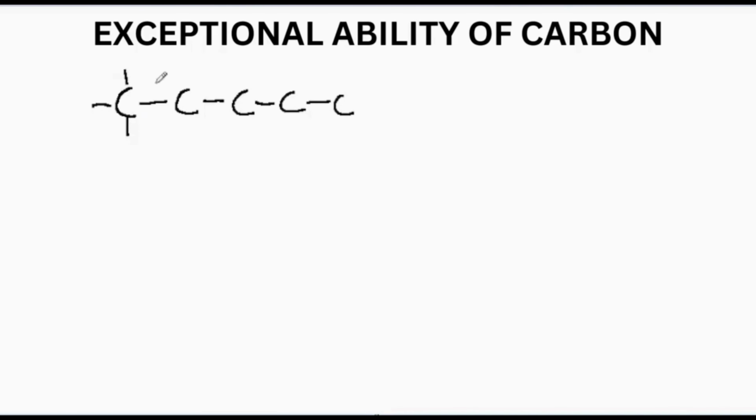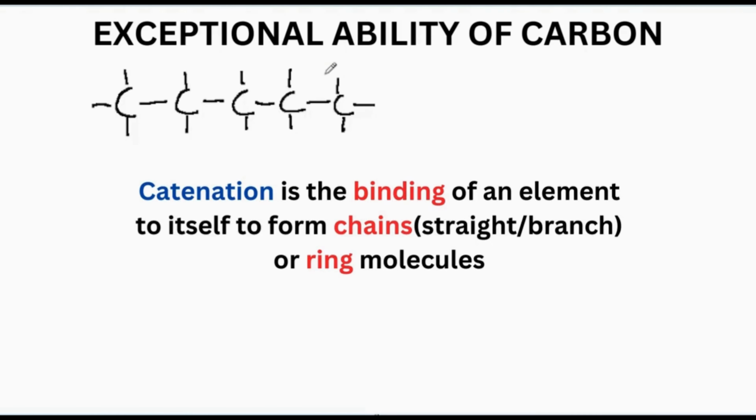Do not forget that surrounding each carbon atom are what? 4 bonds. This exceptional ability of carbon to bond with one another is known as catenation. And this catenation led to the discovery of so many compounds of carbon, so many organic compounds running into millions. So there is need to classify these numerous organic compounds into groups, otherwise known as families.